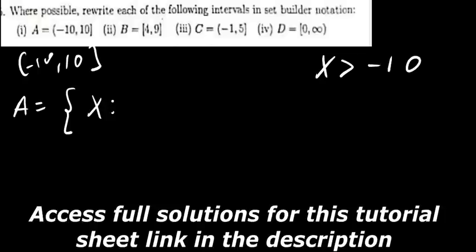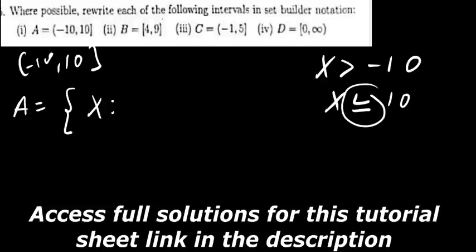So set A is this. You say x is such that, initially we are starting, x should be greater than negative 10. We are not starting from negative 10, but x should be greater than negative 10, and x again should be less than or equal to 10. Why am I using less than or equal to? Because it is closed, it is included.